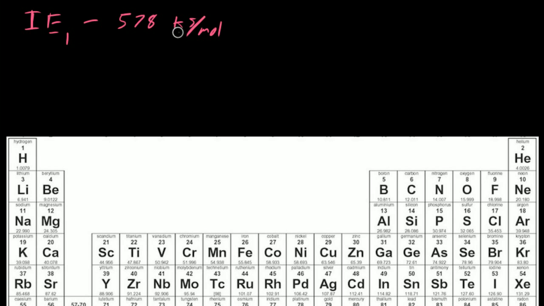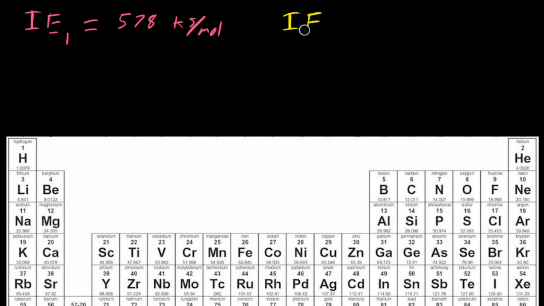So in order to remove a mole of electrons from a mole of a certain atom, we have to put in 578 kilojoules. IE1 equals 578 kilojoules. That's how much energy we would have to put into the system to remove the first electron from this atom. Then we've got our second ionization energy.